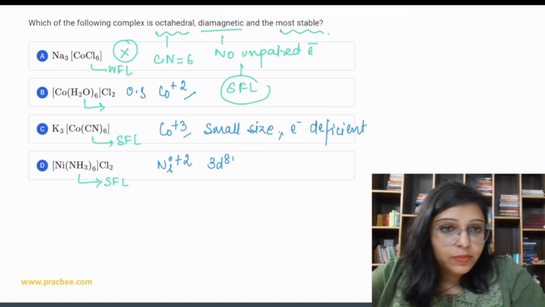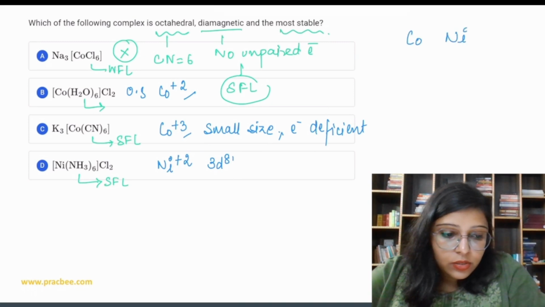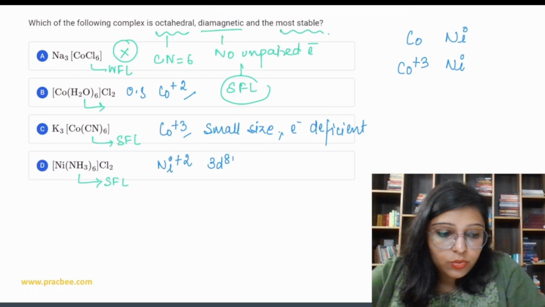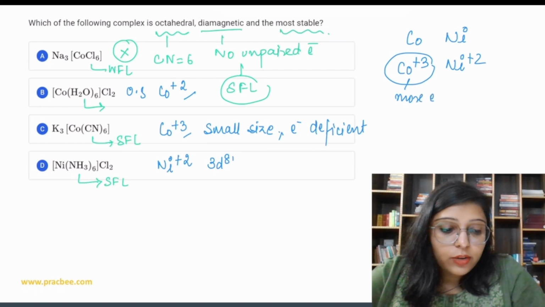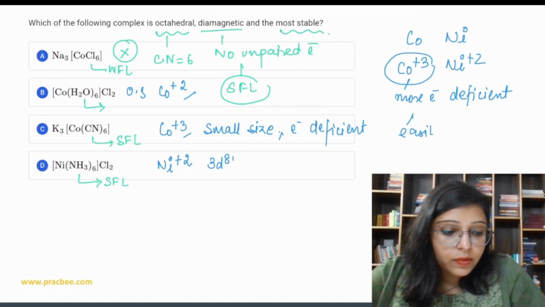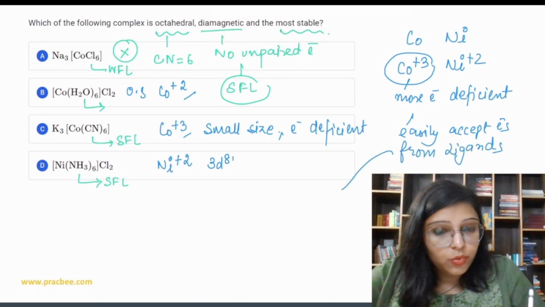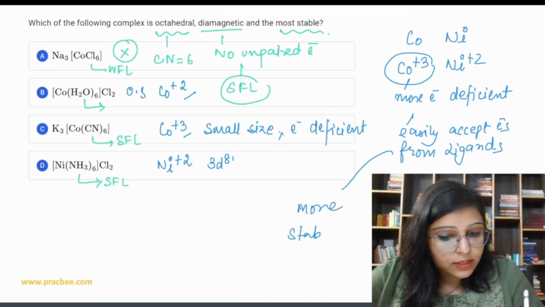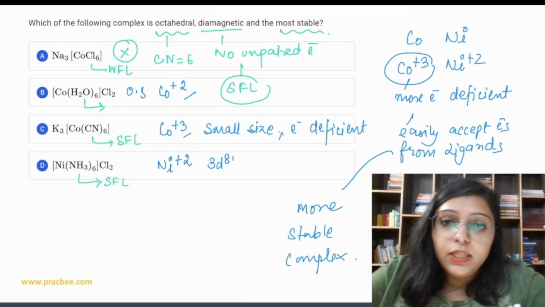We have to find out with respect to size order. So we have scandium, titanium, vanadium, chromium, manganese, iron, cobalt, nickel, copper, zinc. Here cobalt is in +3, nickel is in +2. So it is more electron deficient, so it can easily accept electrons from ligands. So it forms a more stable complex, and that is going to be the diamagnetic one.